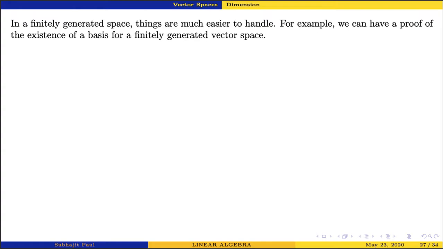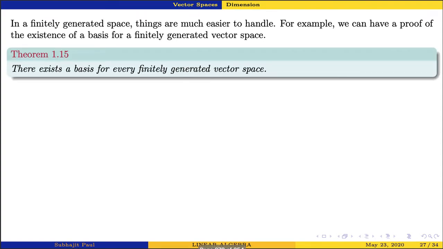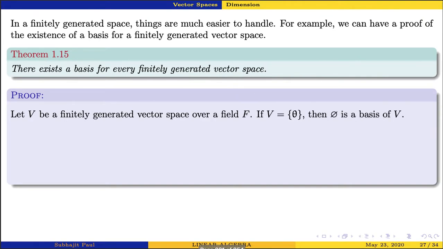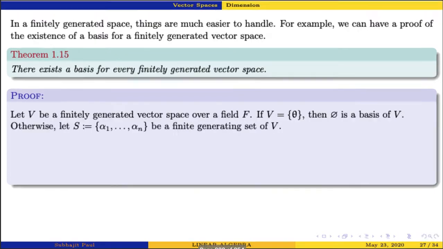For example, we can have a proof of the existence of a basis for a finitely generated vector space. Remember, we talked about how we are going to see a proof of the existence of a basis in a particular case. This is the particular case of finitely generated vector spaces. We are going to see a proof of the existence of a basis. So this is a theorem: there exists a basis for every finitely generated vector space. Proof. Let V be a finitely generated vector space over a field F. If V is equal to the trivial vector space, then the empty set is a basis of V.